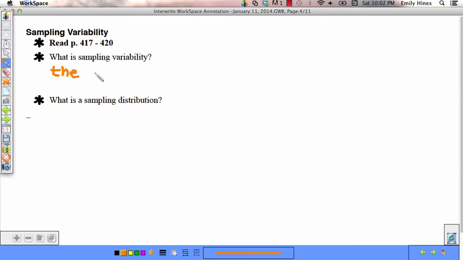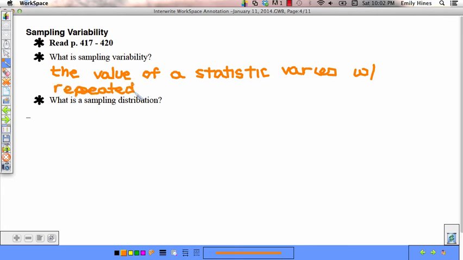So the value of a statistic varies with repeated random sampling. Notice I specify random here because if it's not random, then it's biased and it's not any good anyway.